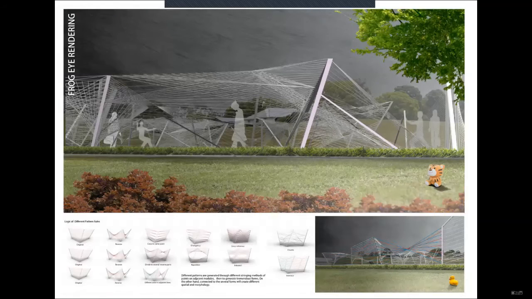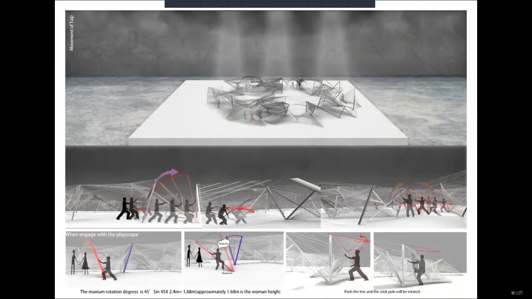Here is our rendering from the four views and the transformation of our pattern. We could combine these patterns with Taiji to stimulate the visitors' movement, which is very similar to Taiji. This page illustrates how to engage with the playscape from the copy of the Taiji movement.